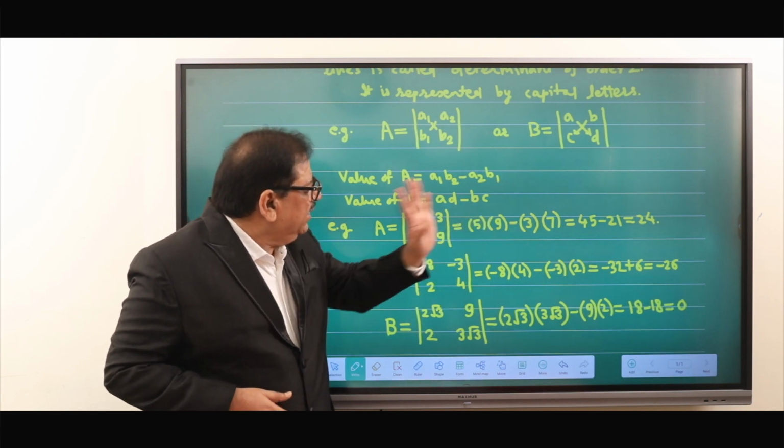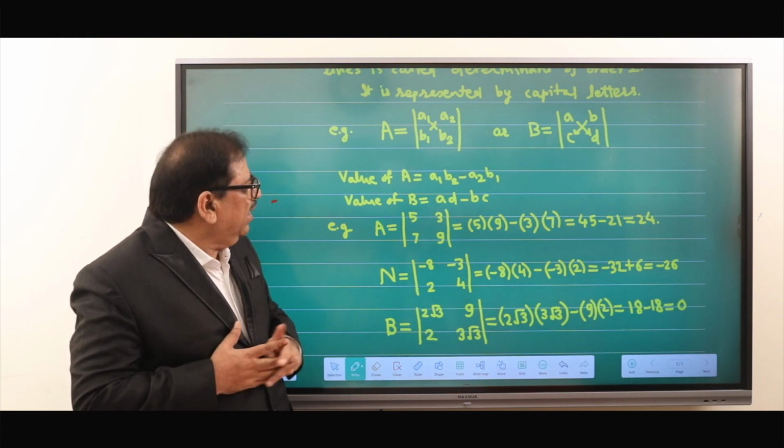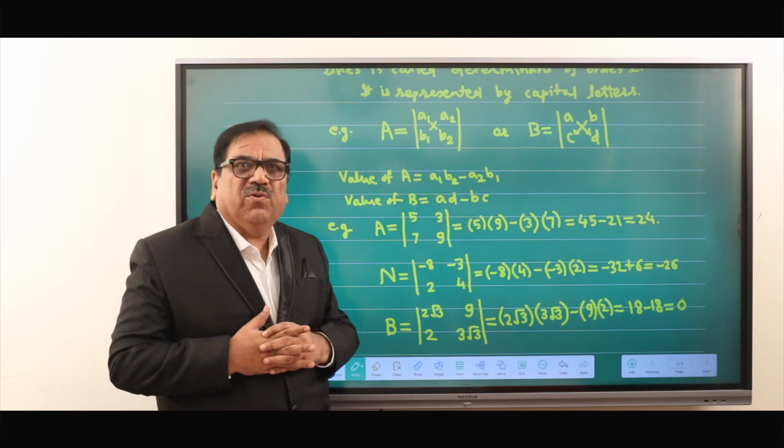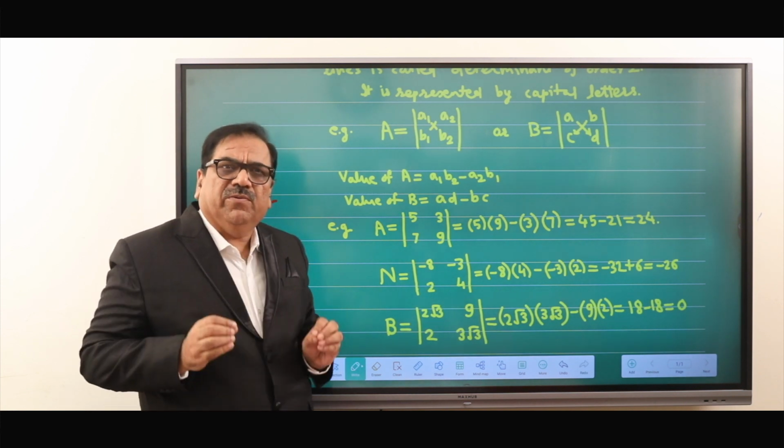So 5 into 9 is 45. 3 into 7 is 21. And minus between them. So 45 minus 21 is equal to 24.